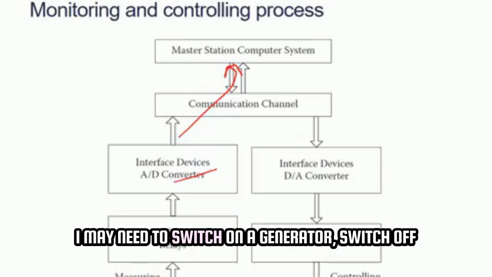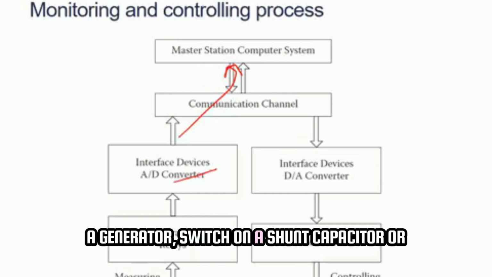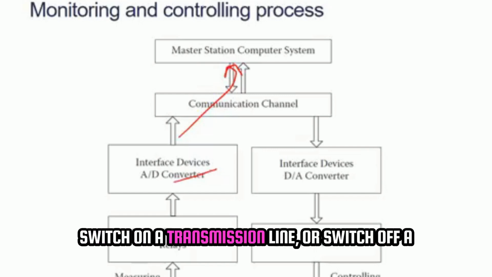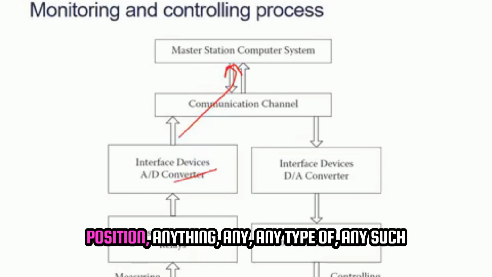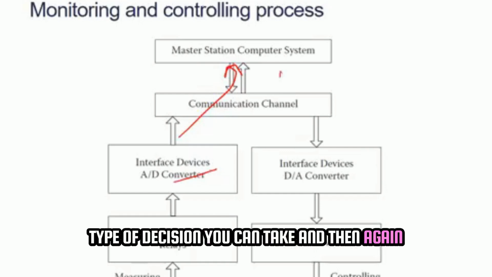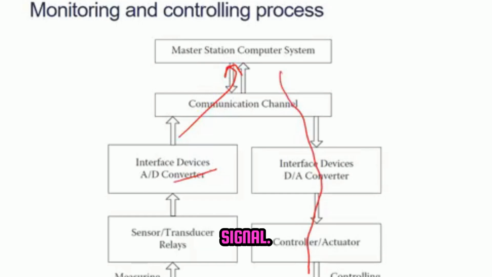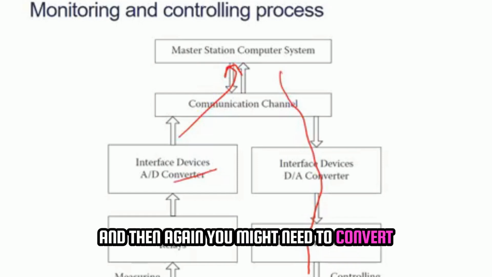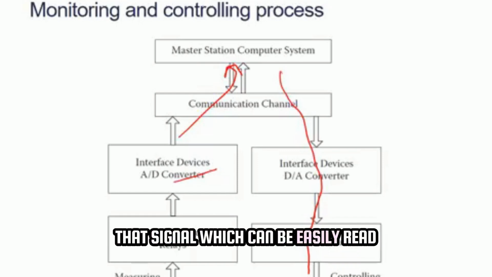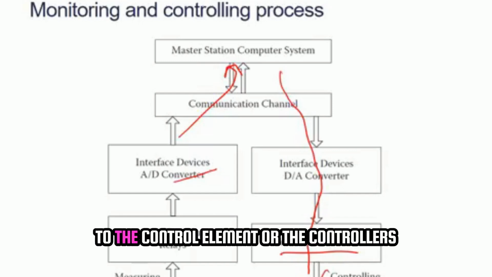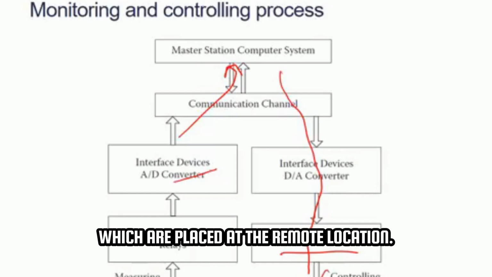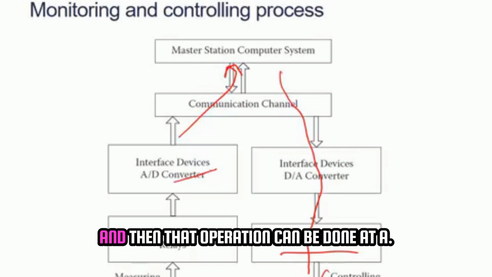I may need to switch on a generator, switch off a generator, switch on a shunt capacitor, switch on or off a transmission line, or change a transformer tap position. Any such decision you can take, and then you pass it on using a communication signal. You might need to convert that signal so it can be read by the controller or actuator, and the signal is given to the control elements placed at the remote location, so the operation can be done on the power system.